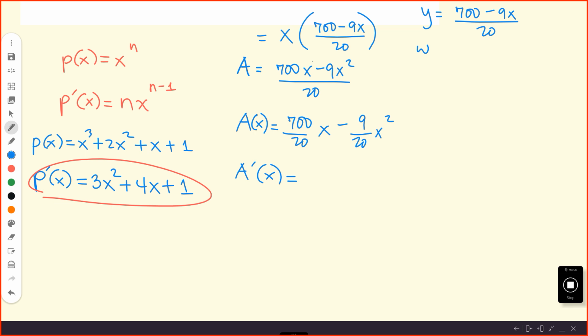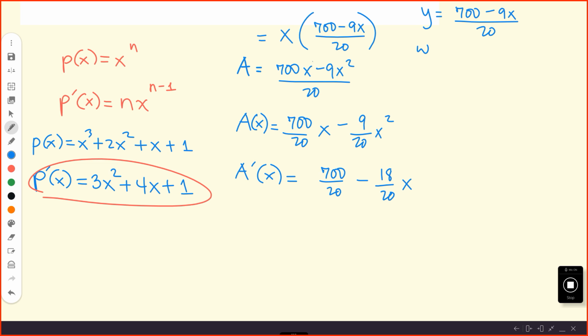Okay, I just showed an example of how to do this. It's just an example. So how do we do this? What is the derivative of 700 over 20 x? That's going to be 700 over 20, so that's going to be a constant. And then here, you multiply this 2 to this, so that's going to be 18 over 20 x.